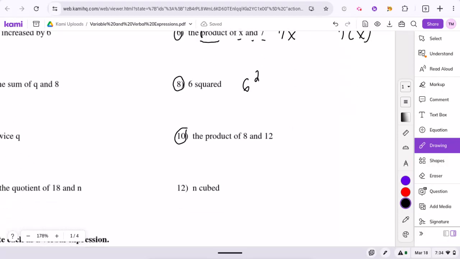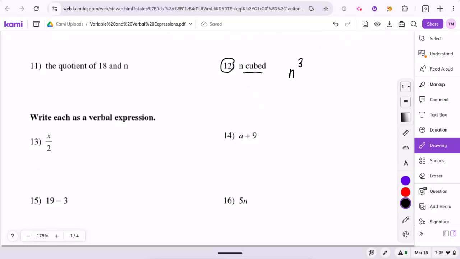Next one, number 10, the product of 8 and 12. So you're finding the product of those two numbers, so that would mean to multiply. So it would be 8. You can do parentheses if you want for one of them, or you can just put the multiplication symbol or the dot there that we've been using for multiplication. Next one, n cubed. Cubed is like a cube. It would be to the power of 3. N cubed. That's all.